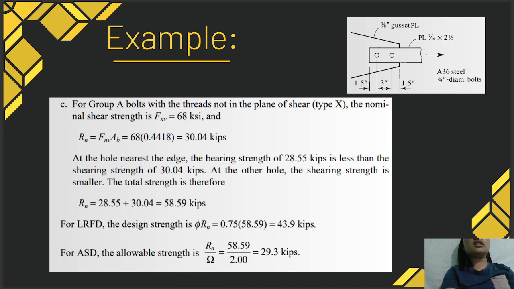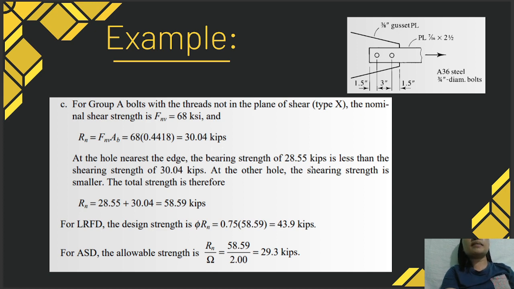So at the hole nearest the edge, the bearing strength of 28.55 kips is less than the shearing strength of 30.04 kips. So for this bolt, or this hole, the bearing strength is 28.55, which is smaller than the shear strength.